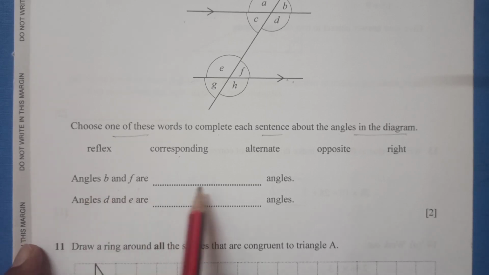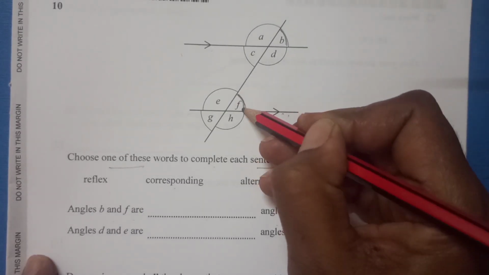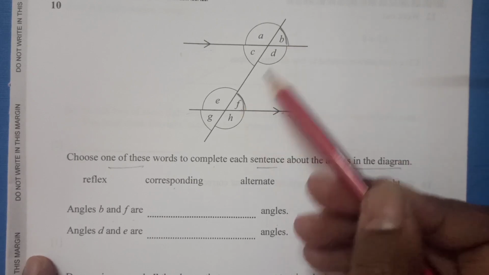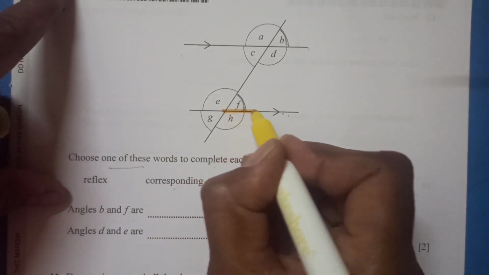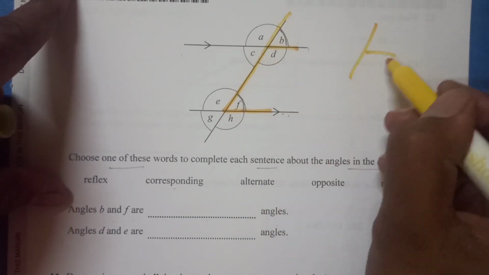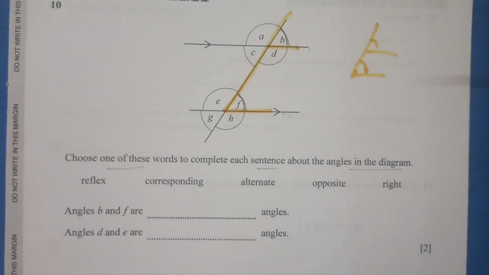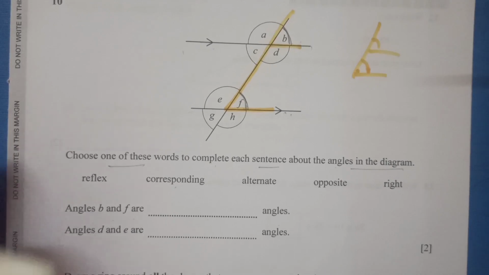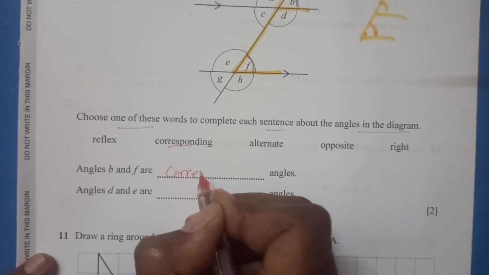So angle B and F are dash angles. B and F. Let's see, where is B? B is here, right? B and F. If you see, both angles are above the line, and they form an F shape. If you see here, it's like this. So this and this angle. We have both lines on them. So what are these angles called? These are corresponding angles. So this will go here, corresponding.